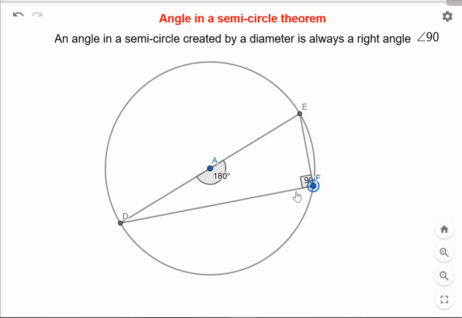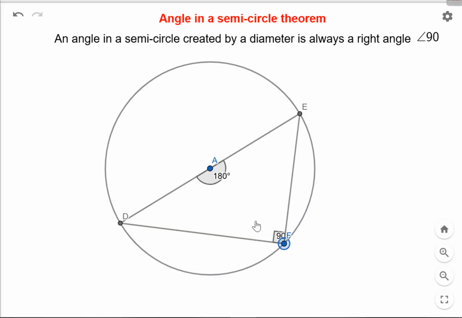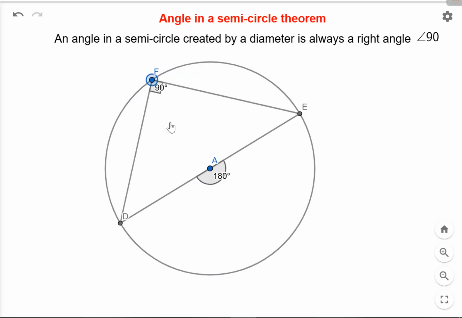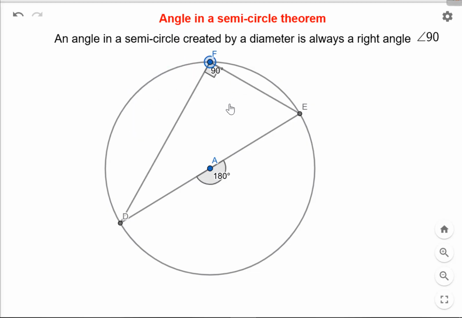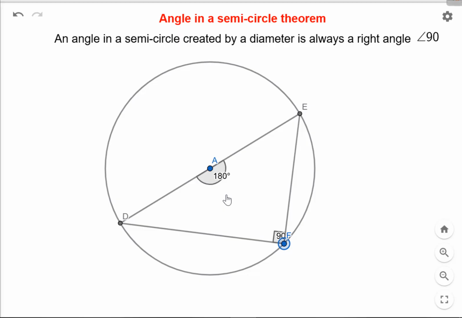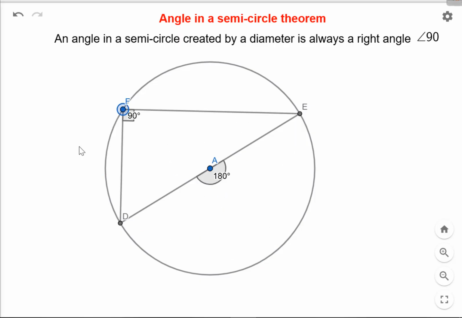So regardless of wherever you place it, once it's from the diameter, it is always going to be a right angle. You can see that it is always going to be a right angle. That is the angle in a semicircle theorem.